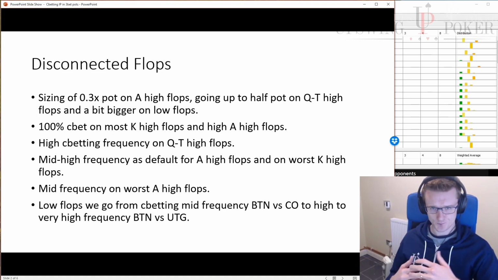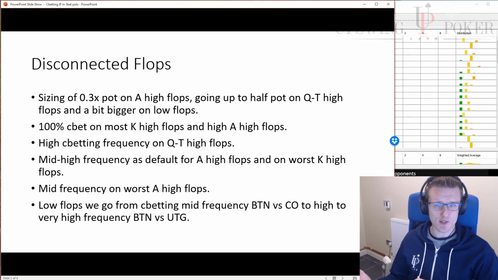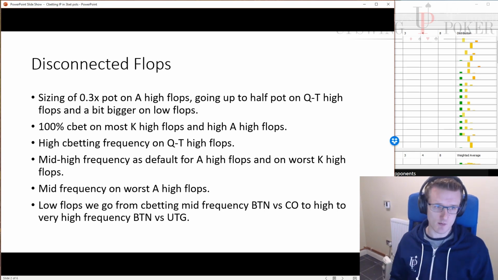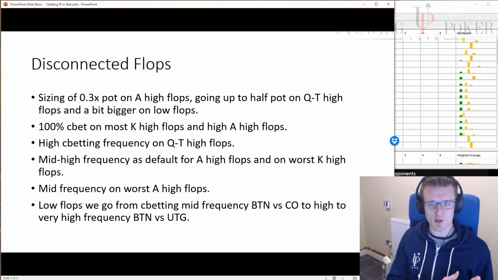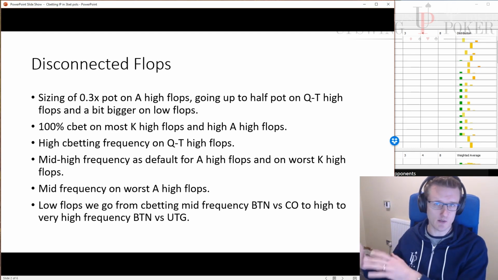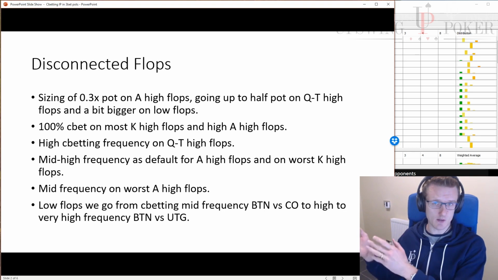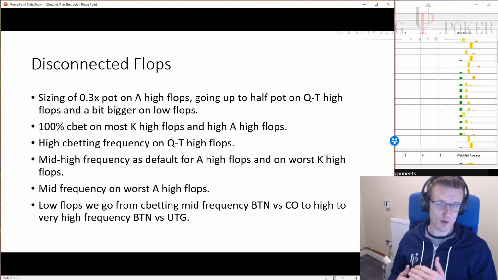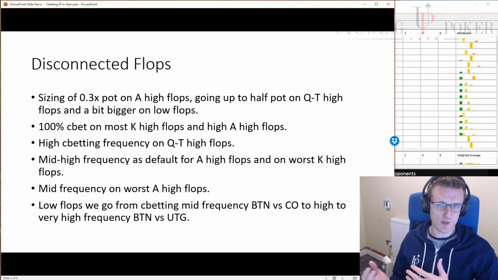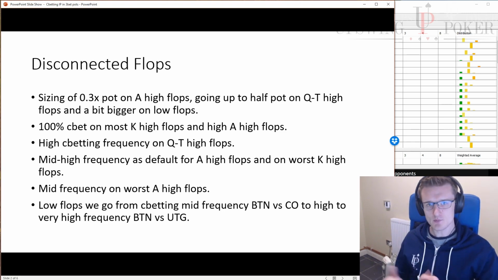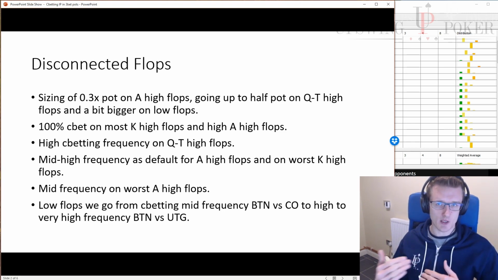So again, if you wanted to really simplify the strategy, you could maybe go for something like third pot on ace high and king high flops, and then half pot on queen high or lower flops. And that's something very simple. If you want to be a bit more nuanced, then like sort of 0.3 times pot on ace high, going up a bit on king high, and up to about half pot by queen to 10 high, and a little bit higher again on lower flops. And that is a little bit more accurate. But like I say, it's not going to be a big difference in EV if you just simplify things a bit there.